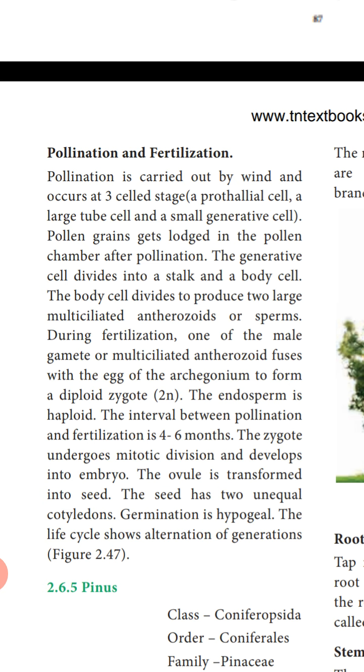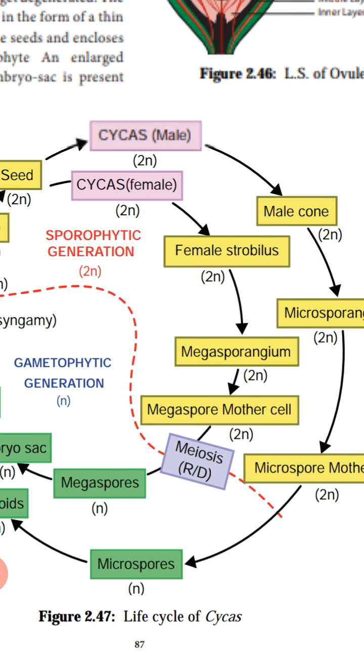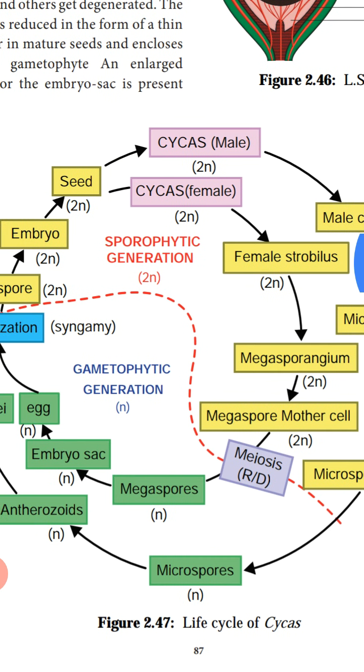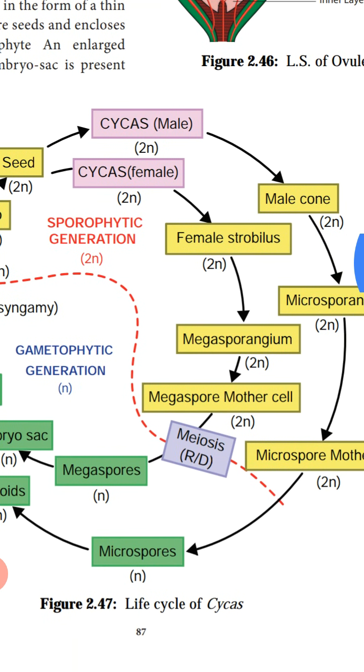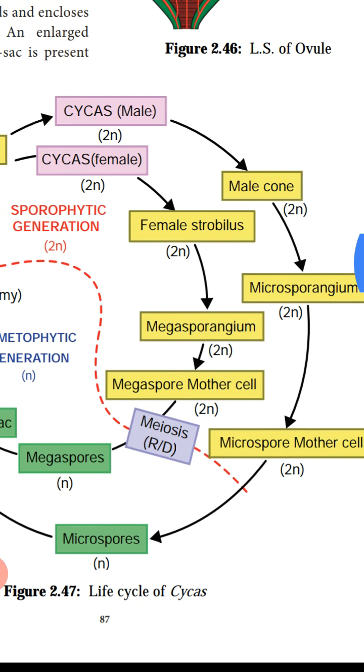Okay, and the life cycle shows the alternation of generations. So here you can see the cycle. Here the seed germinates and it will give rise to the Cycas male or Cycas female plant. Next, the Cycas male will produce the male cone, whereas the Cycas female will produce the female strobilus. Next, the male cone will produce the microsporangium. The microspore mother cell will undergo reduction division and will produce the microspores. Similarly, the megasporangium will form the megaspore mother cell, which will undergo reduction division and produce the megaspores.